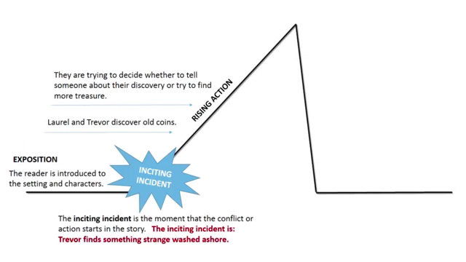The plot thickens as we progress through the rising action, and the tension builds. Oh no!